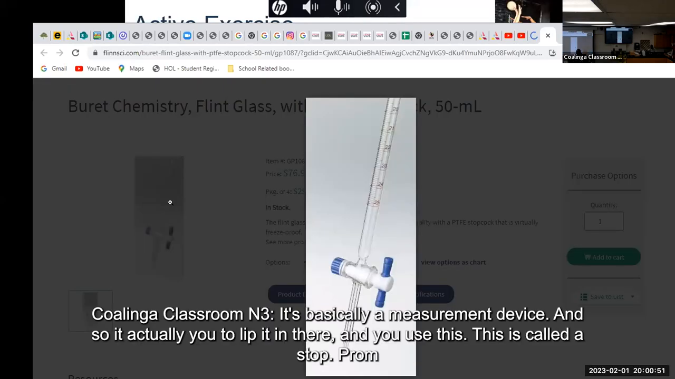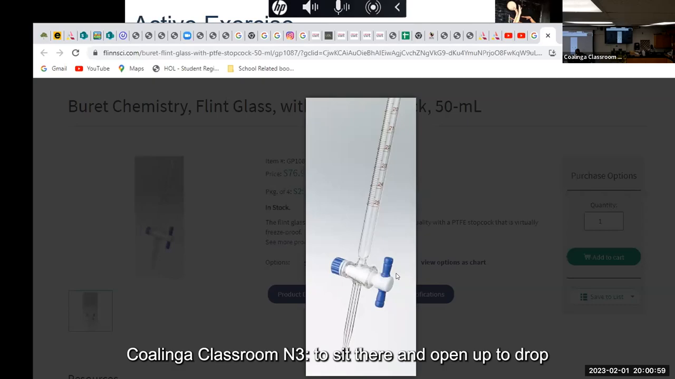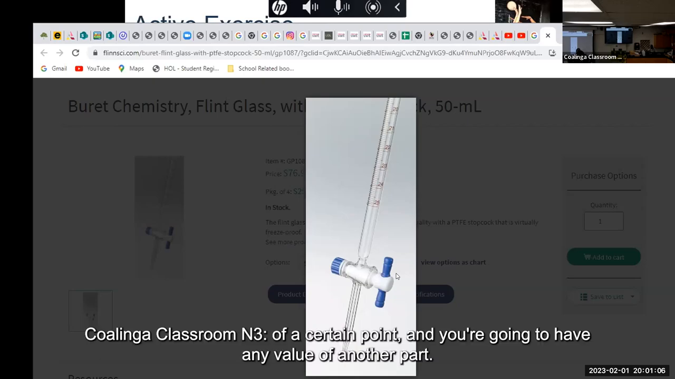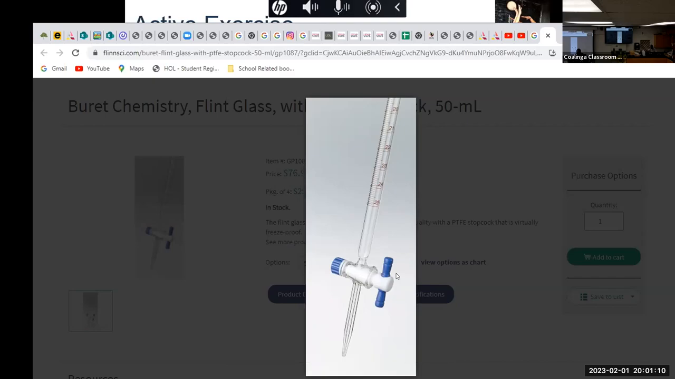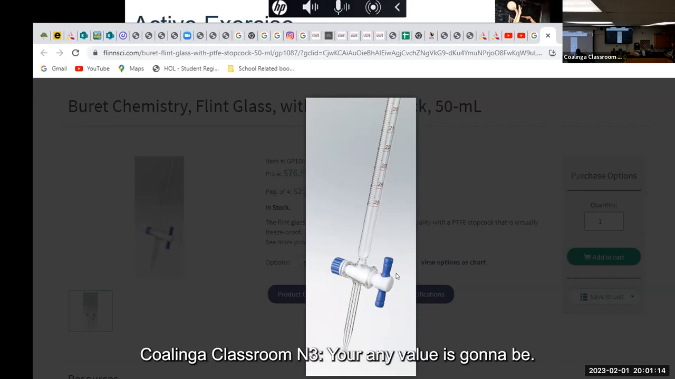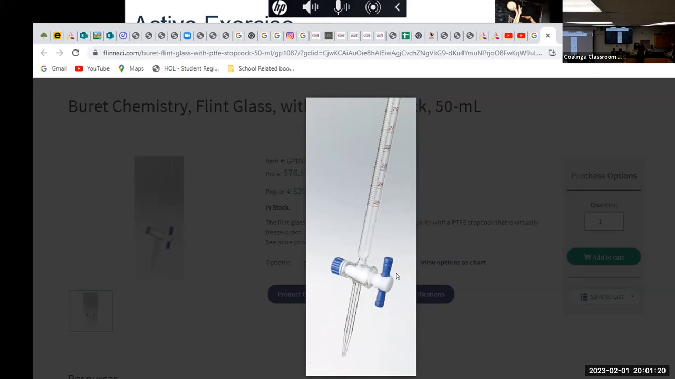So this is what a burette is. It's basically a measurement device. You put liquid in there and you use this, which is called a stopcock. You use the stopcock to open up and let drops fall into a solution. You're going to have a starting value at a certain point and an ending value at another point. Your initial is your starting value, and your ending value is the other.